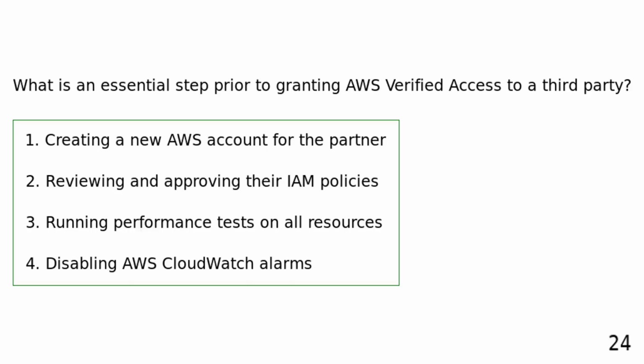What is an essential step prior to granting AWS Verified Access to a third party? Creating a new AWS account for the partner. Reviewing and approving their IAM policies. Running performance tests on all resources. Disabling AWS CloudWatch alarms.